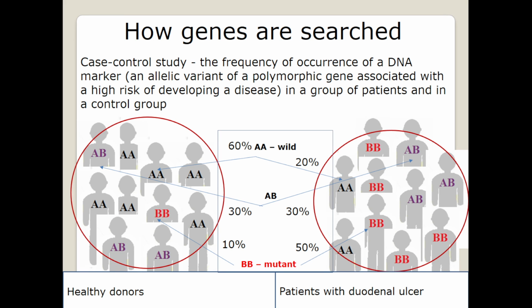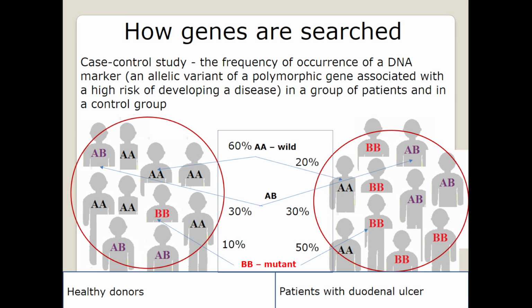How is it used in a human population? In this picture, you can see a case control study. On the left side, the rounds present healthy donors. It is a control group. On the right side, the rounds present patients with duodenal ulcer. And all these patients and control group persons present some genotype, some polymorphic variant or SNPs.